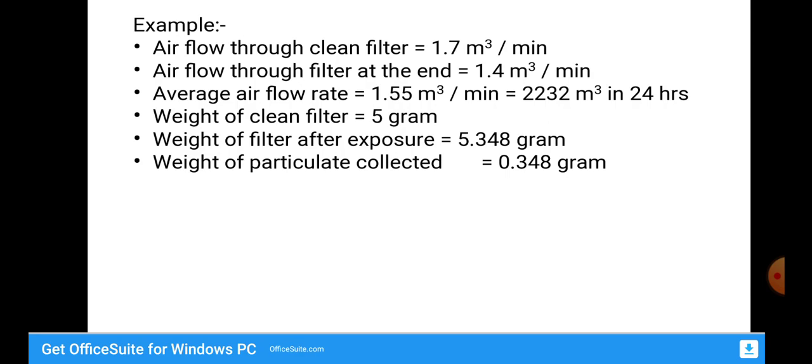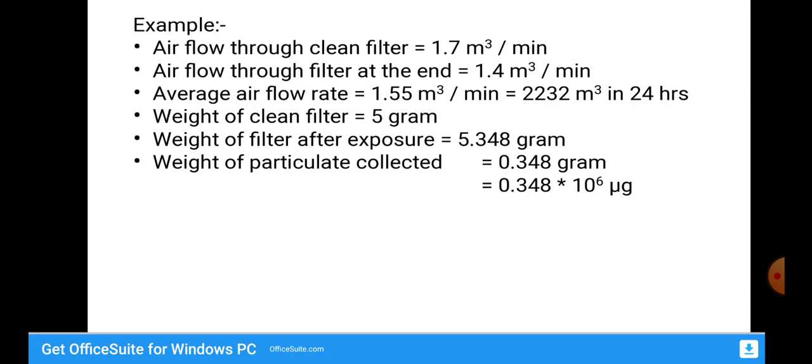Convert it in microgram. 0.348 into 10 raised to 6 microgram. So we have two numbers: weight of solid particles deposited on filter, which is 0.348 into 10 raised to 6 microgram, and volume of air sucked through blower, and it is 2232 meter cube.